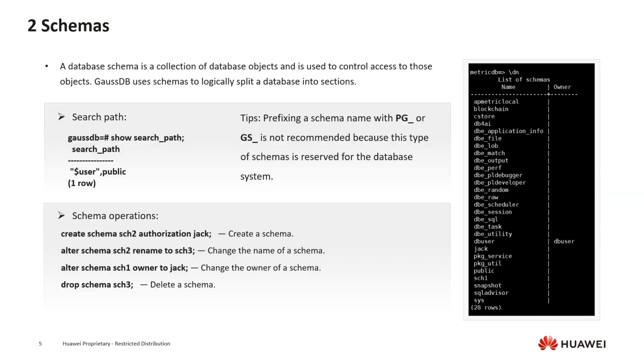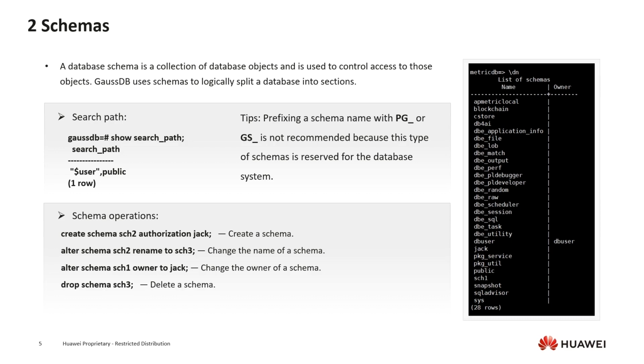Then let's talk about schema. A schema is a collection of database objects, and it is used to logically isolate the objects. With schemas, different users can use the same database without interfering with each other. When a user is created, the system automatically creates a schema with the same name as the user. When querying for a database object, the system accesses the schema with the same name as the user first, and then accesses the public schema.